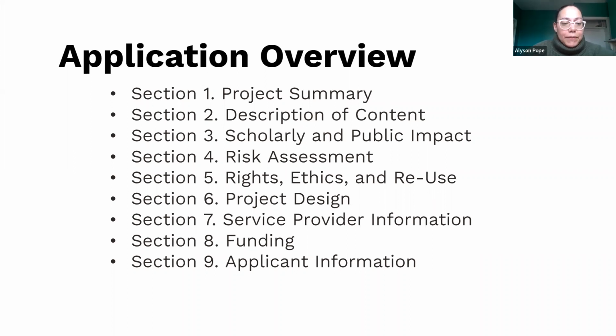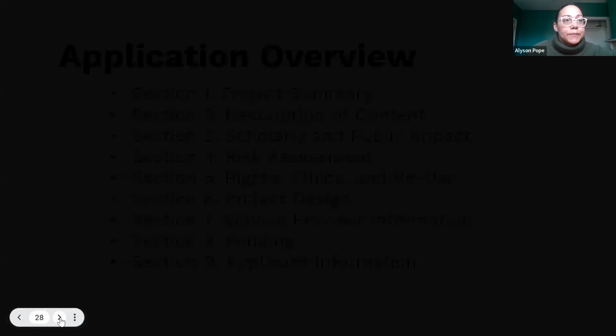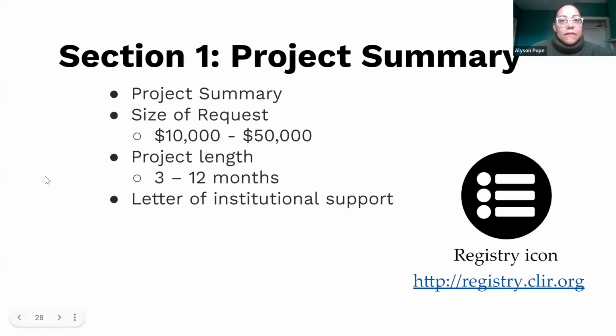The first section of the application is the project summary. This is where you provide basic information about the project and your letter or letters of institutional support. This letter should come from a head or administrator within your organization who will be responsible for making decisions about allocating resources for preserving and maintaining access to project deliverables over time. The purpose of this letter is to affirm your organization's dedication to the project and its long-term sustainability.